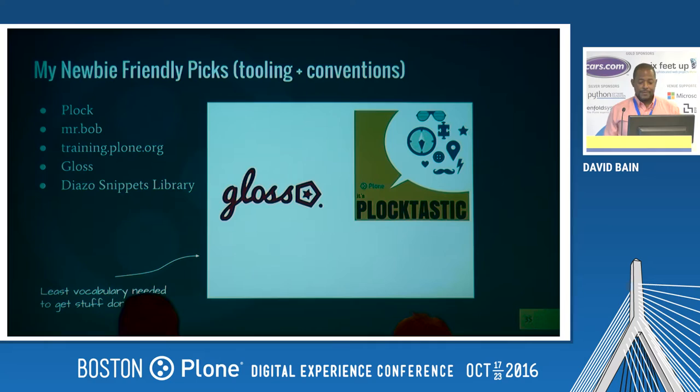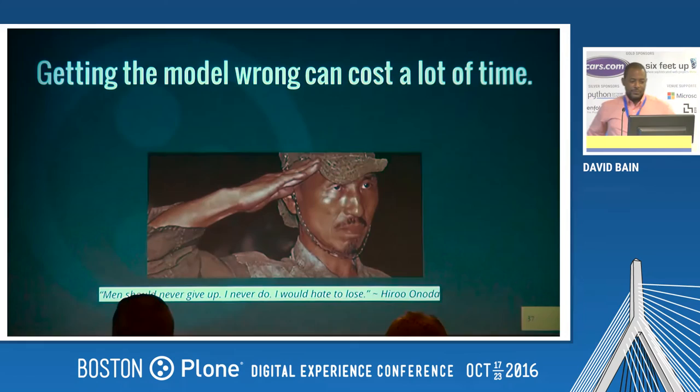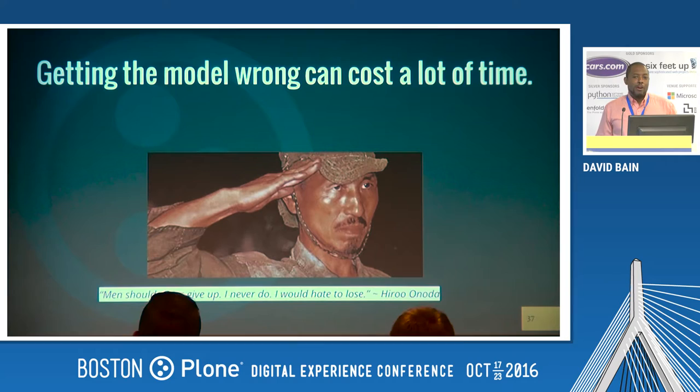So in conclusion, I don't know if you know about this guy. This is a good example of getting the model wrong. Apparently this guy didn't realize that the war was over. He didn't realize for a couple years. I think it could have been 10, 15 years. So he was in the jungles in the Philippines, and he actually killed some people who came into the jungle. When they dropped flyers to tell him that the war was over, he thought it was a ploy by the enemy.